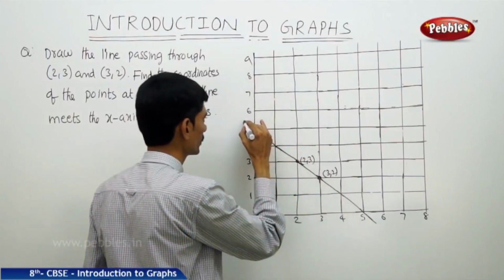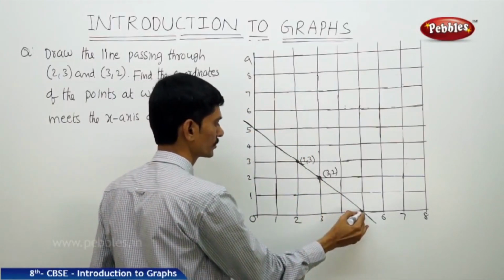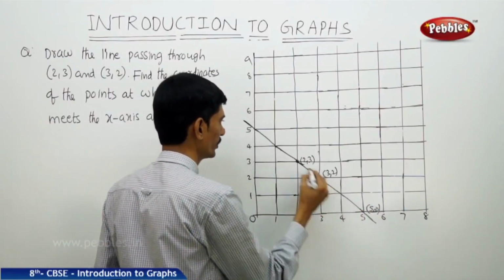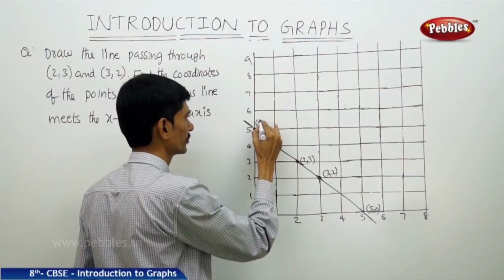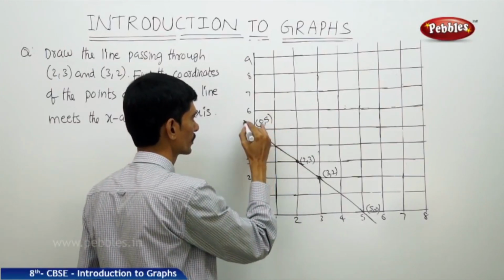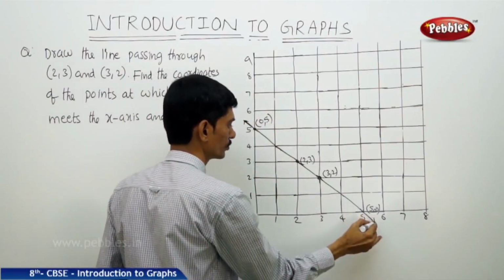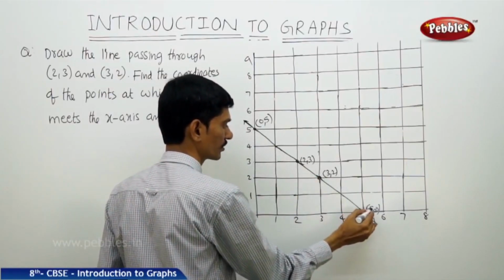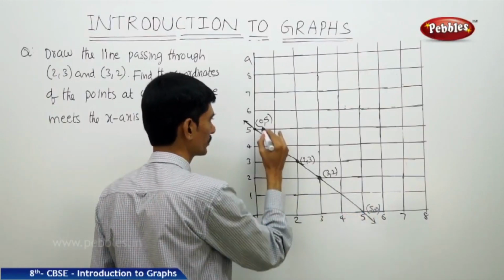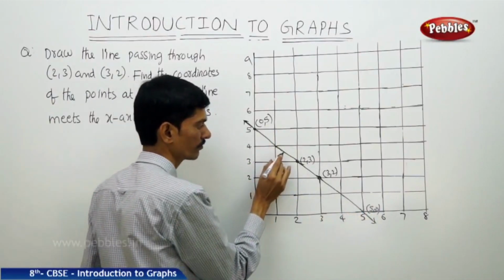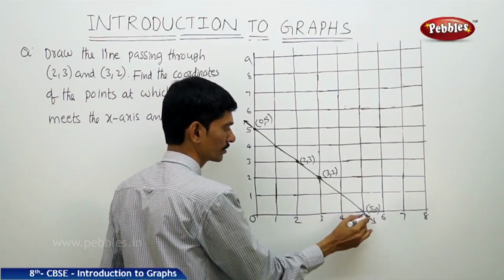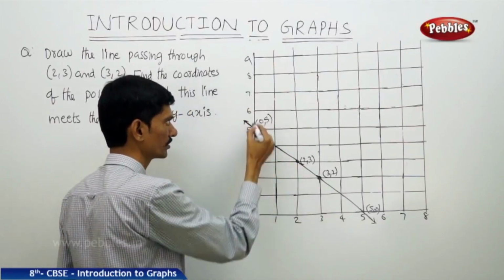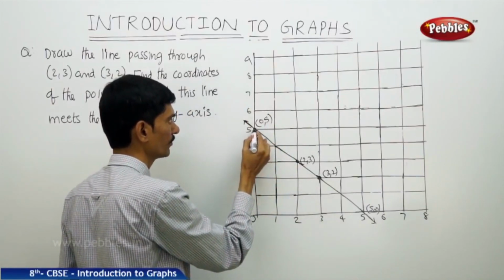So this line is intersecting x-axis at 5 comma 0 and y-axis at 0 comma 5. So the line joining the two given points 2 comma 3 and 3 comma 2 meets the x-axis at 5 comma 0 and y-axis at 0 comma 5. So when it meets x-axis, then the y coordinate will be 0. So when the line meets y-axis, then x coordinate will be 0.